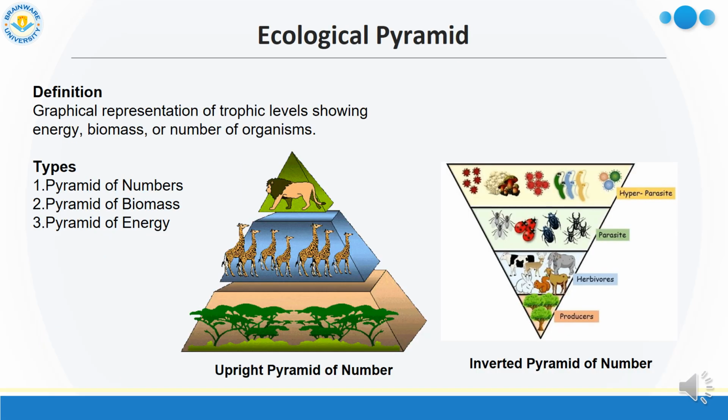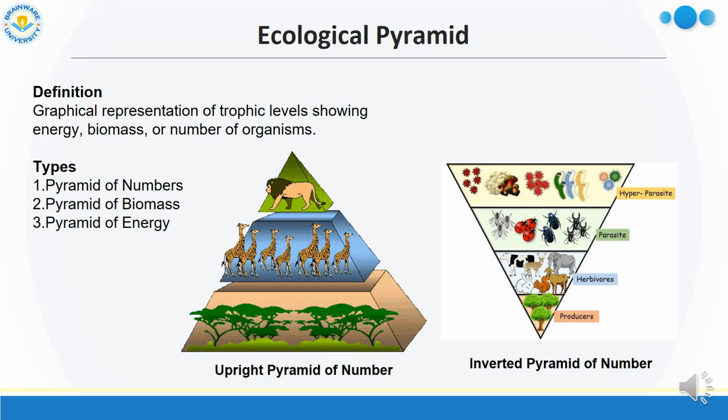Next important thing, ecological pyramid. Now what is ecological pyramid? Ecological pyramid is actually a graphical representation of different trophic levels which can show energy, biomass or number of organisms. So there are 3 types of ecological pyramid. Number 1, pyramid of numbers, pyramid of biomass and pyramid of energy.